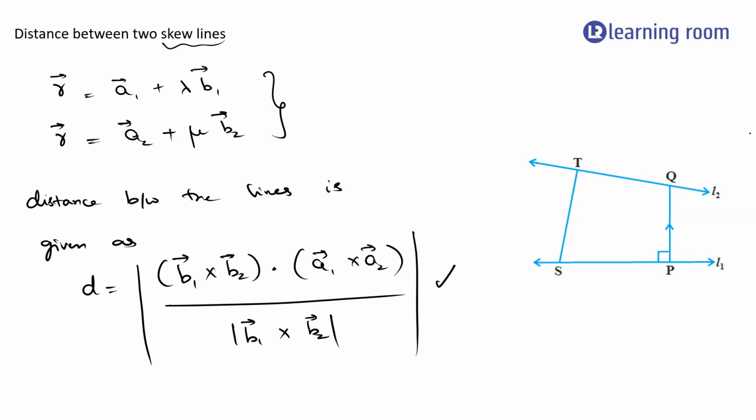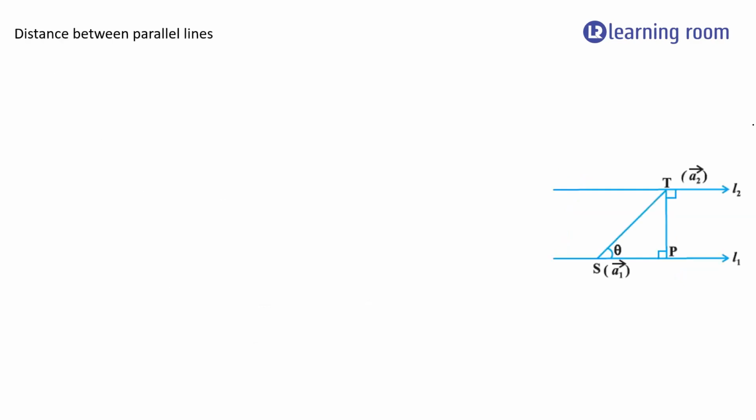I'm not showing you the proof here because it is not needed and there are unnecessary complications. It is based on the projection of one vector on another. Not needed. If you are able to remember this formula, that is enough. Now, the next question is, how do you find the distance between two parallel lines?